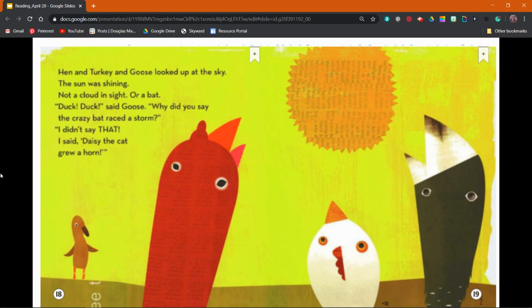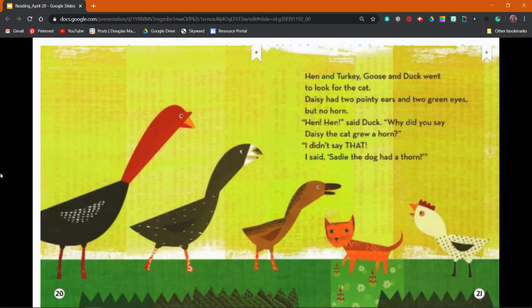Duck, Duck, said Goose, why did you say the crazy bat raced a storm? I did not say that, I said Daisy the cat grew a horn. Hen and Turkey, Goose and Duck went to look for the cat. Daisy had two pointy ears and two green eyes, but no horn. Hen, Hen, said Duck, why did you say Daisy the cat grew a horn? I did not say that. I said Sadie the dog had a thorn.